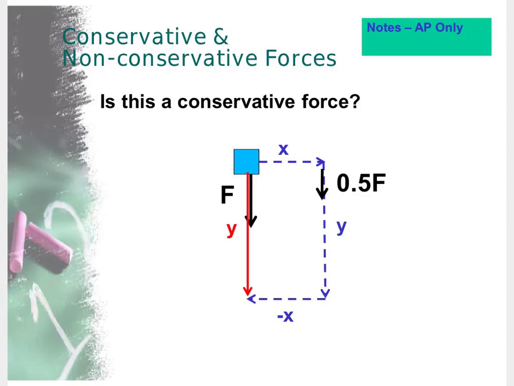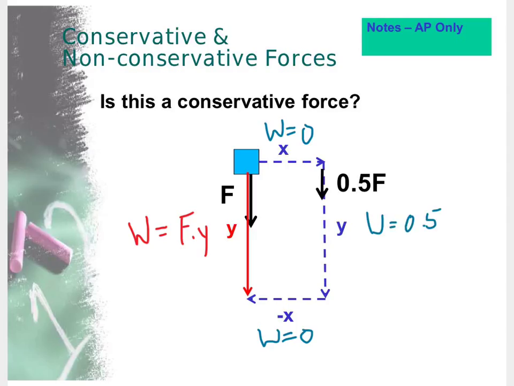Well, I can calculate the amount of work. This is F times Y right here. But if I go along the blue path, it turns out that the work done by this force along the blue path is 0 because it's perpendicular. Likewise down here, it's 0 because the force is perpendicular to the displacement. But over here, I have W equals 0.5 F times Y. And that's a different amount of work than I came up with over here. So this would also be an example of a non-conservative force.